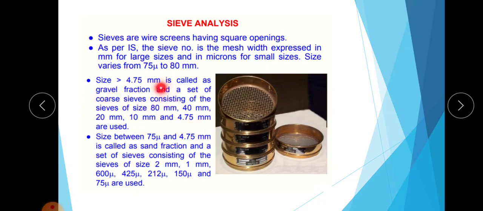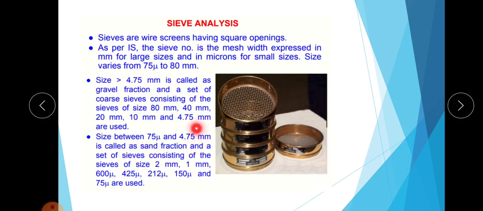So for gravel fraction, the sieves will have size greater than 4.75. That means there will be a 4.75 mm sieve, 10 mm sieve, 20 mm sieve, 40 mm sieve and 80 mm sieve for sieve analysis of the gravel fraction.